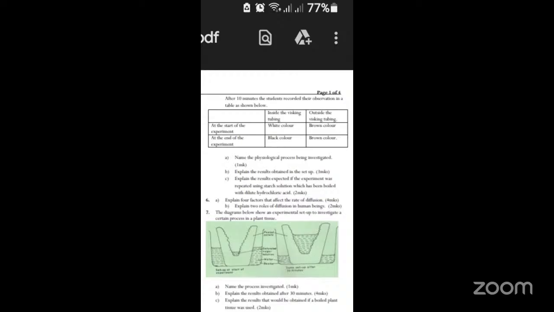Anyone who will try? Okay, go ahead. The walls of the whisking tubing are semi-permeable, and it will allow the iodine molecules to pass through from the beaker, and then the iodine will react with the starch, and then the color changes to blue-black. Very good. That is correct.